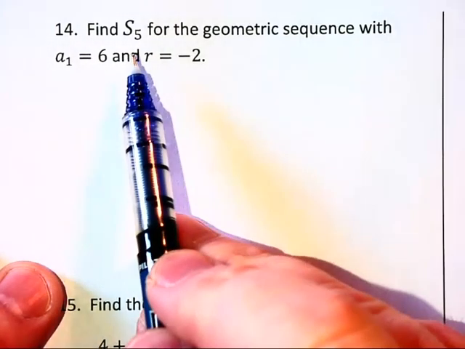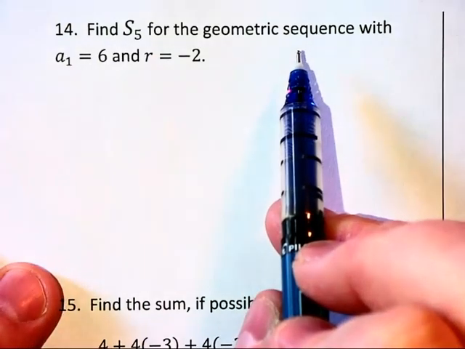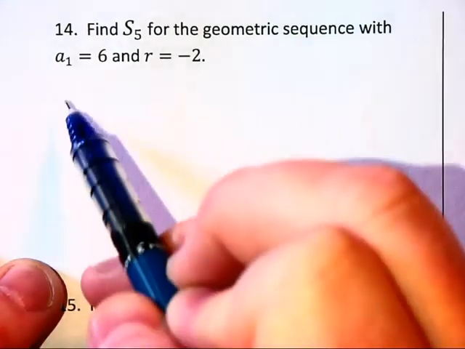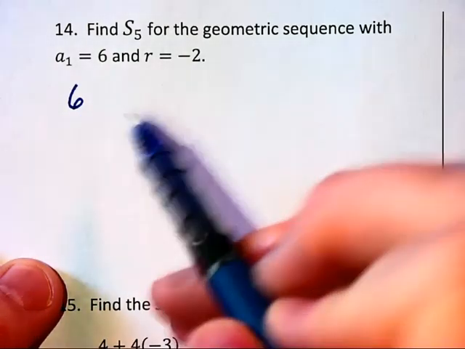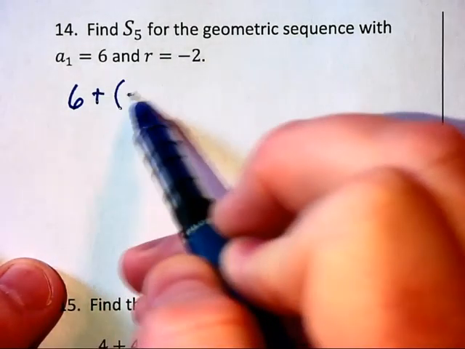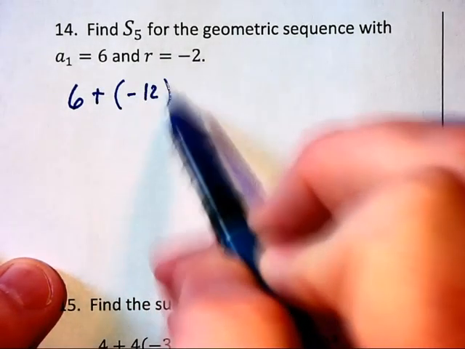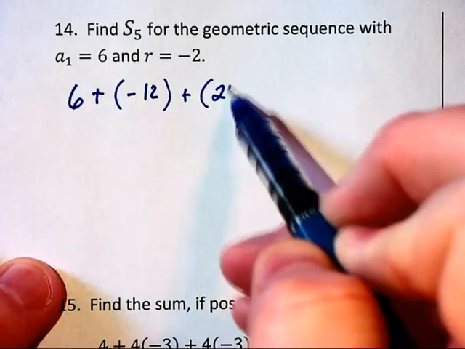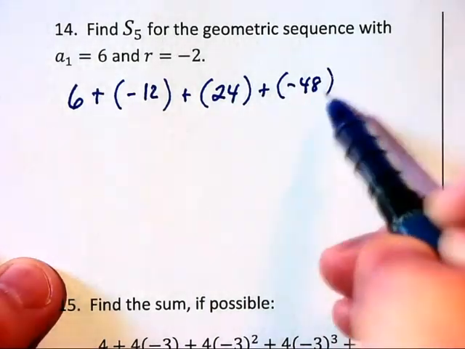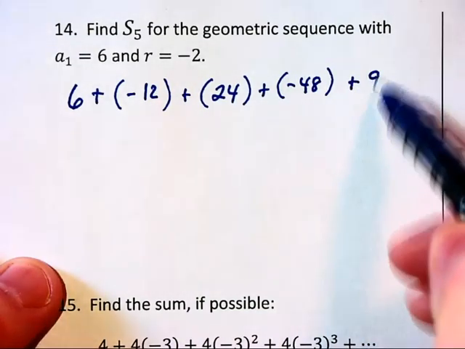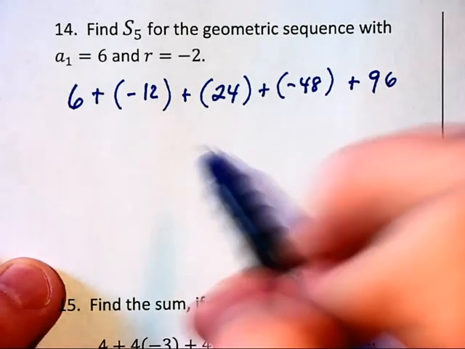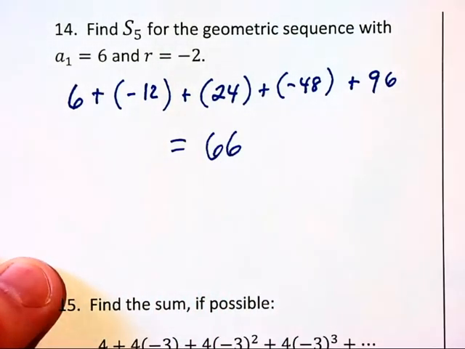Find the sum of the first 5 terms of this geometric sequence. Since it's geometric, I like to do everything without a formula. I'm just going to start with my first term, 6. Each term after it is going to be found by multiplying by negative 2. So multiply by negative 2 to get negative 12, multiply by negative 2 to get 24, multiply by negative 2 to get negative 48, multiply by negative 2 to get positive 96. Notice 1, 2, 3, 4, 5. We've got all of our terms. Add these together to get 66, and there's your sum.